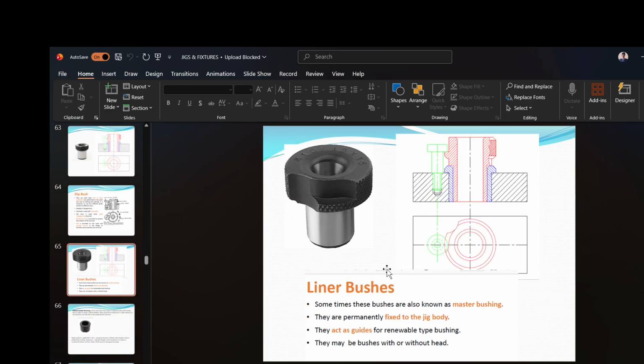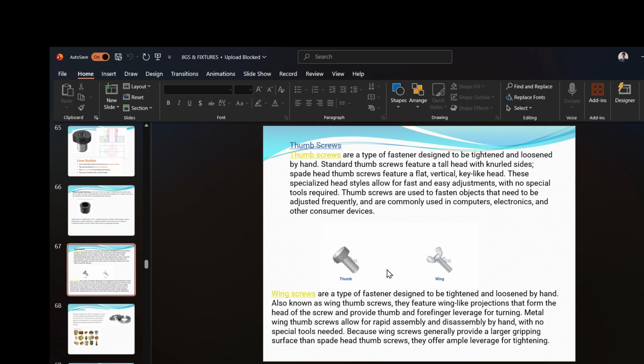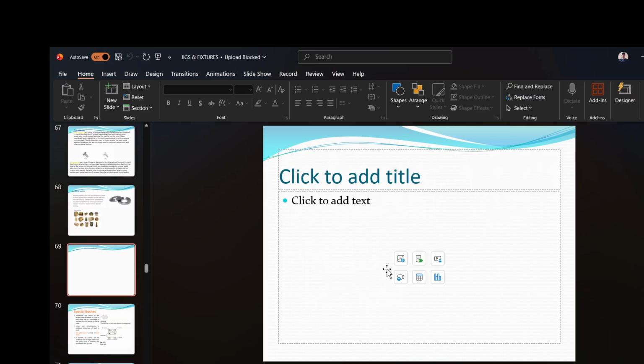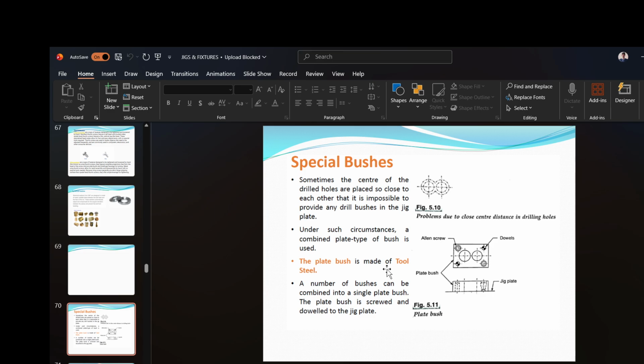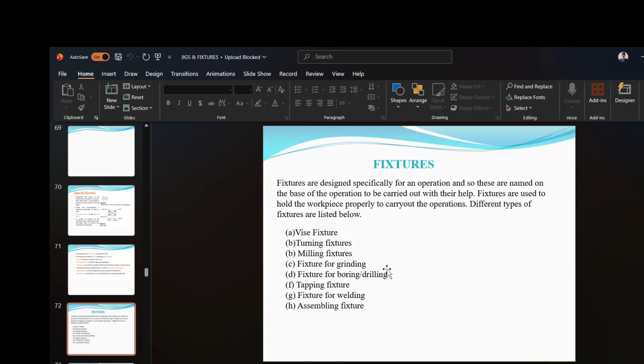Slip bush, liner bushes, slotted locator bushes, thumb screw, wing screw, spherical washer. See, there are different types of spherical washers. So spherical bushes. You can also write which type of standards are maintained for drill bushes. And then fixtures. Let's discuss fixtures, what a fixture is and which types of fixtures there are.